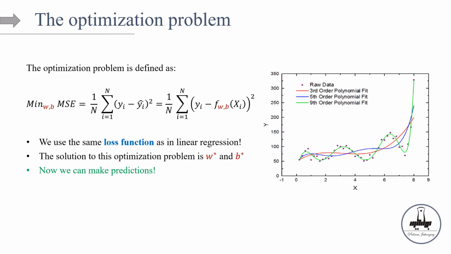So what is the optimization problem for the polynomial regression model? The optimization problem is going to be exactly the same as for the linear regression model, right? So basically we are minimizing the mean squared error over W's and B. We are minimizing the errors, squaring them, and then taking the average. And this function is going to be exactly the same as the loss function in the linear regression model.